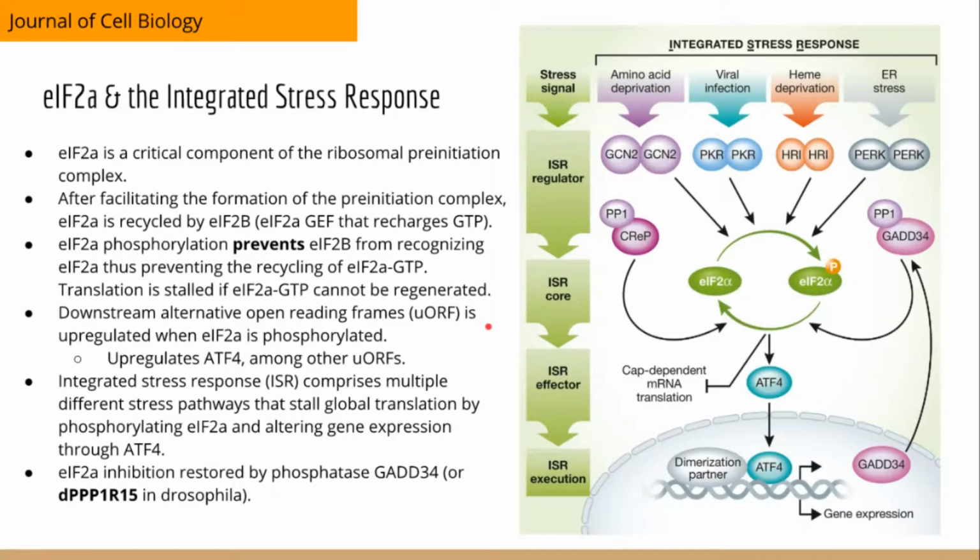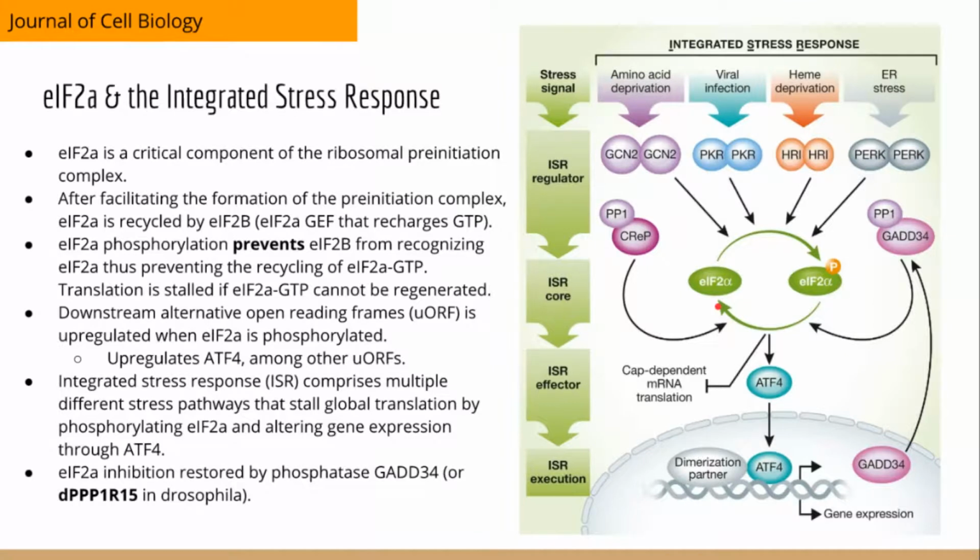This paper revolves around better understanding the eIF2 alpha, or just eIF2a, integrated stress response signaling pathway. At its core, this pathway involves integrating multiple different stress signaling pathways that all converge on the phosphorylation of eIF2a, which results in the inhibition of translation. So let's start with eIF2a.